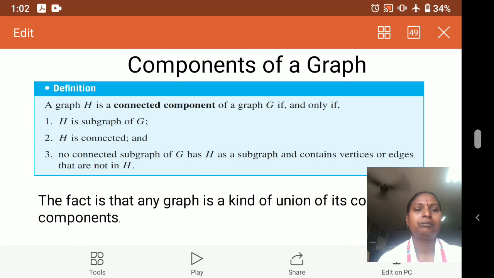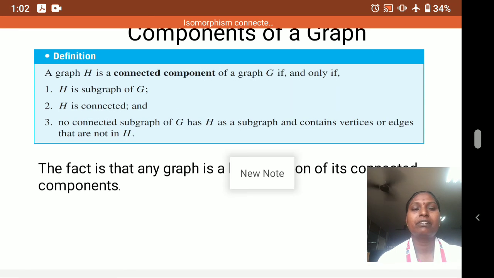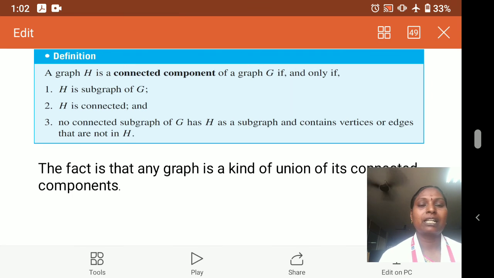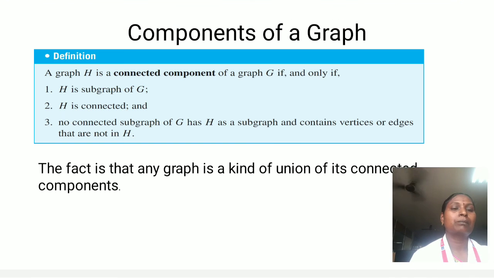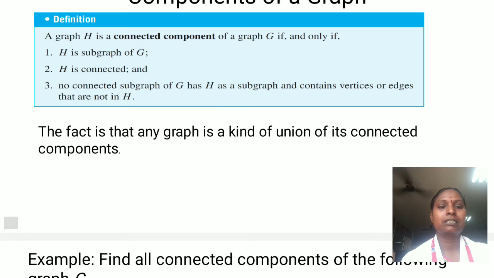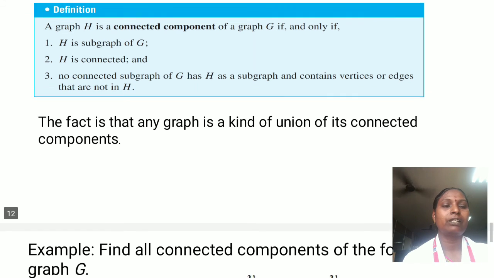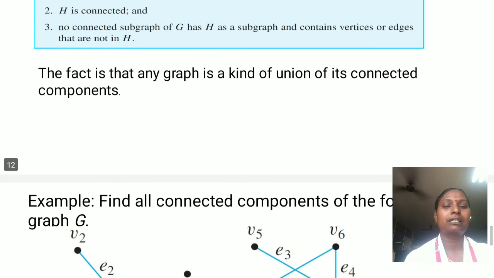Next, the definition of components of a graph. A graph H is a connected component of a graph G if and only if H is a subgraph of G, H is connected, and no connected subgraph of G has H as a subgraph and contains vertices or edges that are not in H. The fact is that any graph is a kind of union of its connected components.